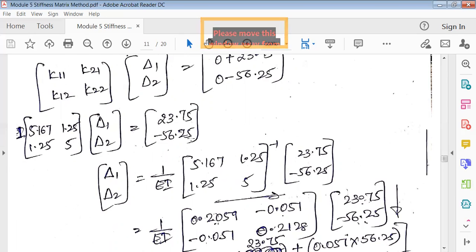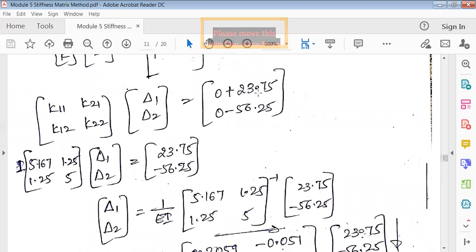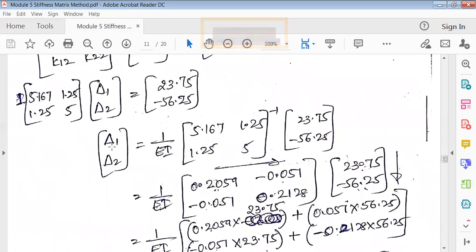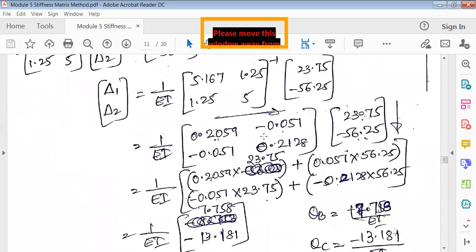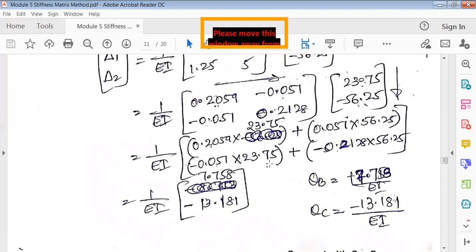Delta 1, delta 2, then minus this. Write this here. So delta 1, delta 2, 1 by I goes here. So this will become an inverse. So this matrix goes inverse, into this. So this would be 1 over EI. Again, I've done it manually here. Please don't do it manually because it becomes very hectic. It's always better to do it in the calculator.